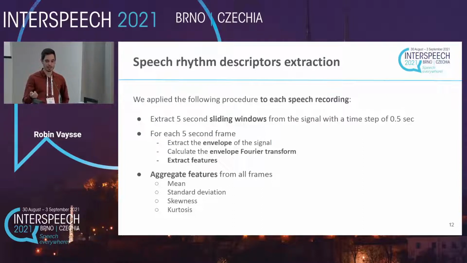And for each 5-second frame, we extract the envelope, we compute the Fourier Transform of the envelope, and we extract the set of features I told earlier. And then we aggregate all the features from each frame by using mean, standard deviation, skewness, and kurtosis. So we end up with, I think, 28 features, the 7 features I told you before, times the 4 functions here.